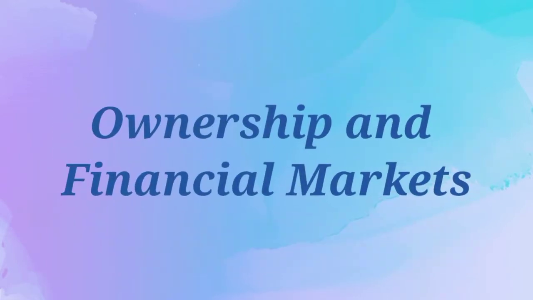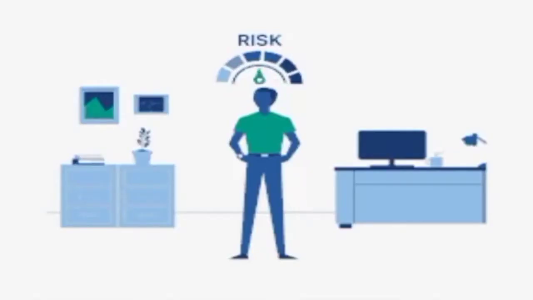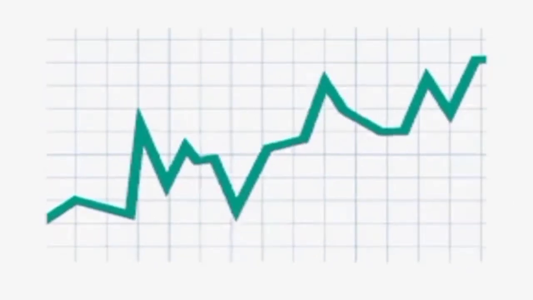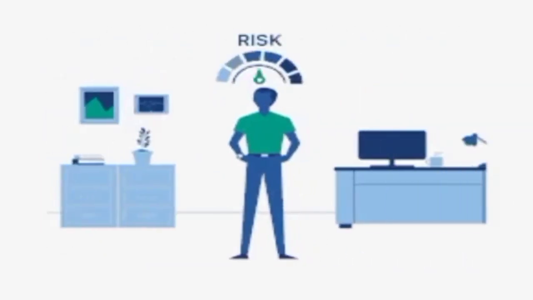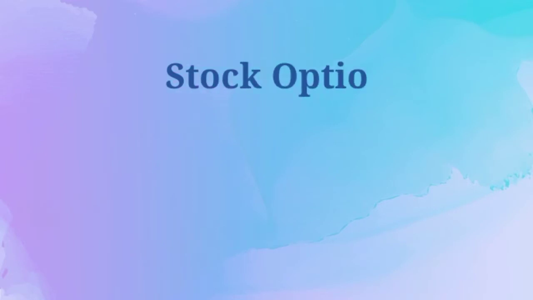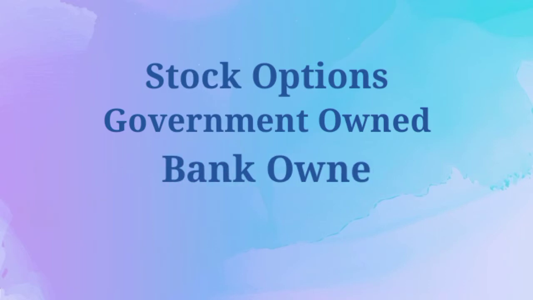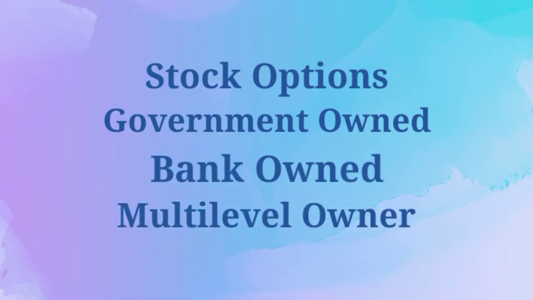Ownership and financial market. Ownership and financing of companies differ widely around the world. These differences are important to international pay. So, what are the types? First is the stock option. Second, government owned. Third, bank owned. And last, multilevel ownership.